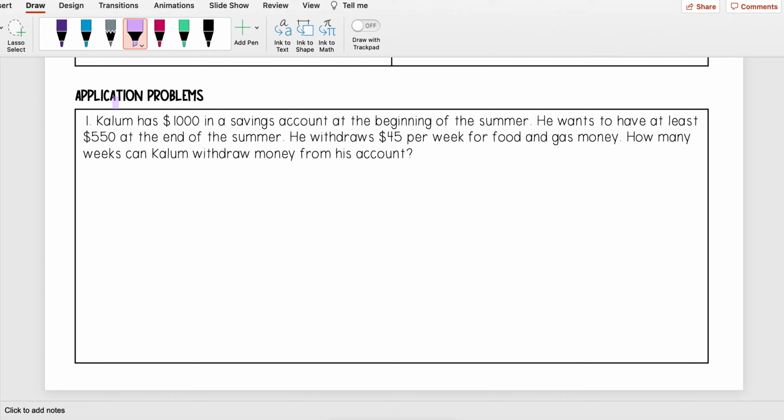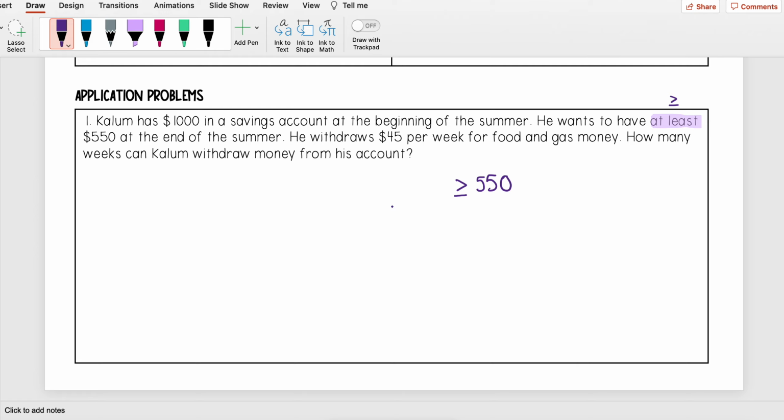Okay, so when I am looking at these word problems, I like to go ahead and first underline the words that tell me which inequality to use. And so I see here that he wants to have at least $550. And so that tells me that's going to be greater than or equal to. So I'm going to go ahead and write that in. He wants more than or equal to $550 by the end of summer. So I go ahead and put that in on the right.